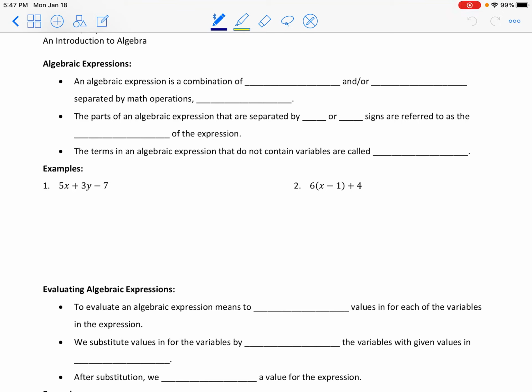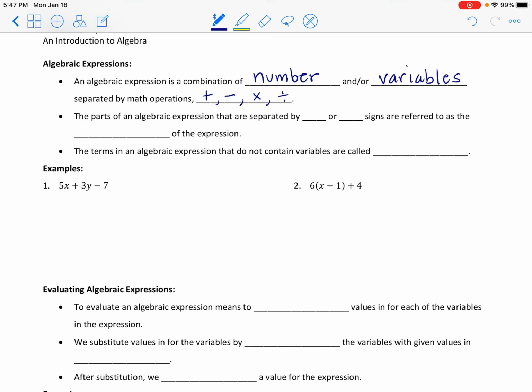So let's start with algebraic expressions. An algebraic expression is a combination of numbers put together with variables. So it's numbers and/or variables, or putting the numbers and variables together. And those numbers and variables are going to be separated by math operations. There are four math operations that could separate our numbers and/or variables: add, subtract, multiply, or divide. So when we separate numbers and/or variables with those math operations, we have an algebraic expression.